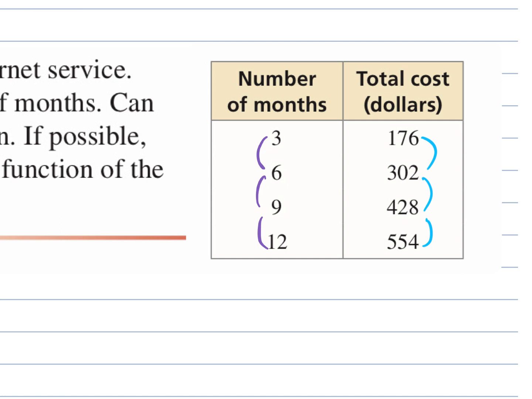So 3 to 6, what am I adding? 3. 6 to 9. And 9 to 12. What about 176 to 302? What would I be adding? $126, perfect. If I add 126, do I get 428? Yes. And if I add 126, do I get 554? Yes. Awesome.